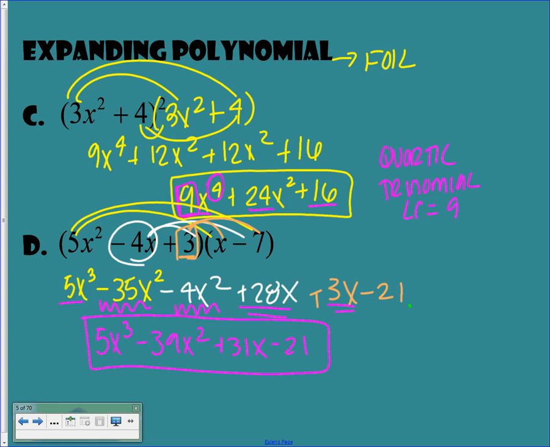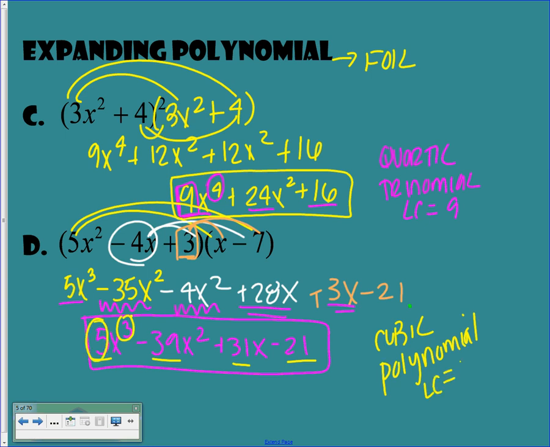Okay, to classify this one then, largest exponent I see is a 3, so that makes that cubic. The number of terms I have is 1, 2, 3, 4, making that a polynomial. And then I want to know my leading coefficient, which would be the coefficient on the one with the largest exponent. So my leading coefficient is 5. Excellent. Hope things are going well so far.